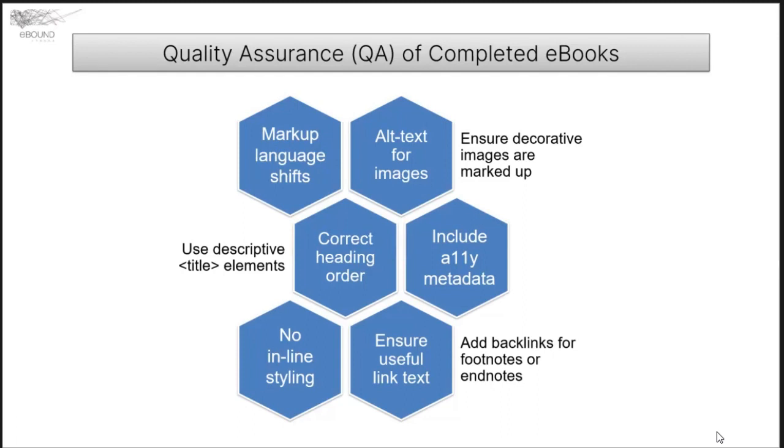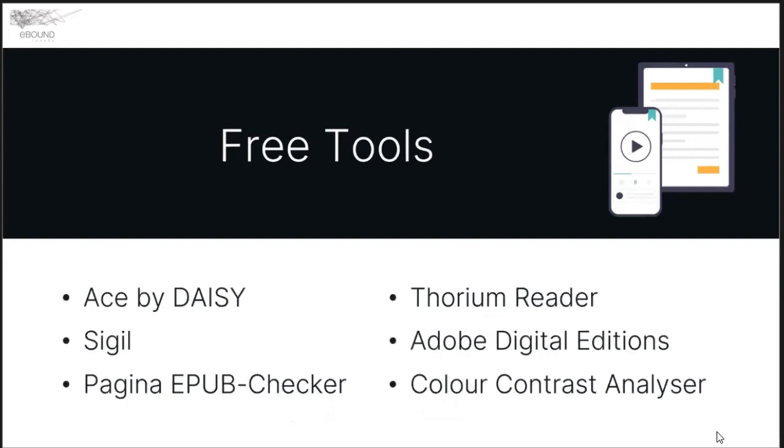All right. And then some free tools that we recommend are Ace by Daisy for reviewing accessibility conformance, alt text, outlines, and accessibility metadata, and Sigil for inspecting or editing EPUB coding and previewing the ebook, EPUBCheck, which is a validation tool which checks if your EPUB is well formed. Thorium Reader is an ebook reader with a read aloud function. It's good for testing alt text, table of contents, landmarks, etc.